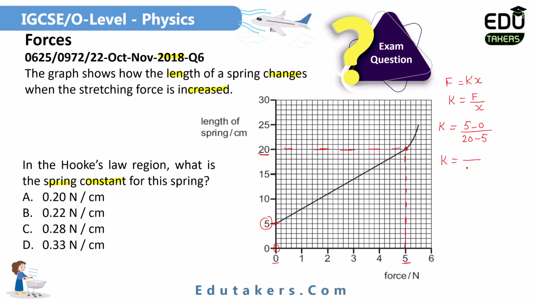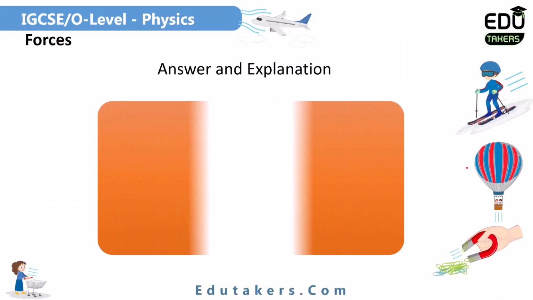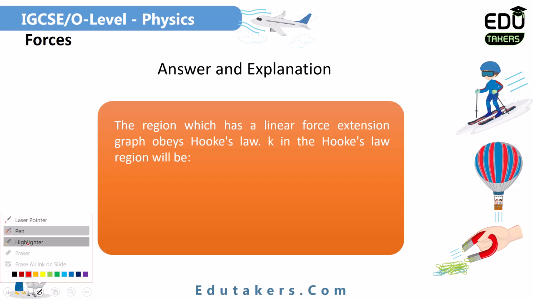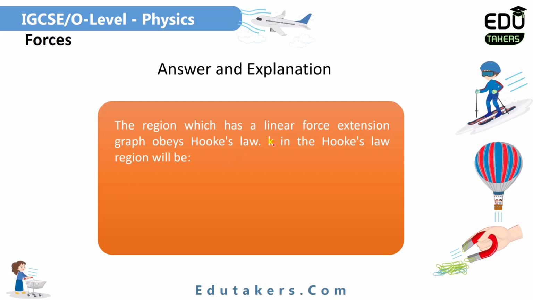Let's see the answer and explanation for that. The region which has the linear force extension graph obeys the Hooke's law, because for the Hooke's law, the graph between both of these is a straight line. K in the Hooke's law is basically called the spring constant, and its value is calculated by using the Hooke's law. K is equal to F over X. You need to put the values from the starting and initial point of the linear curve. Then you find out the spring constant, which comes to be 0.33, and its unit is basically Newton per centimeter.